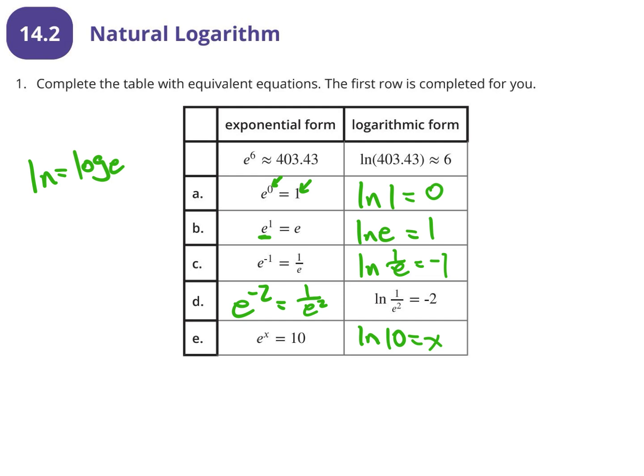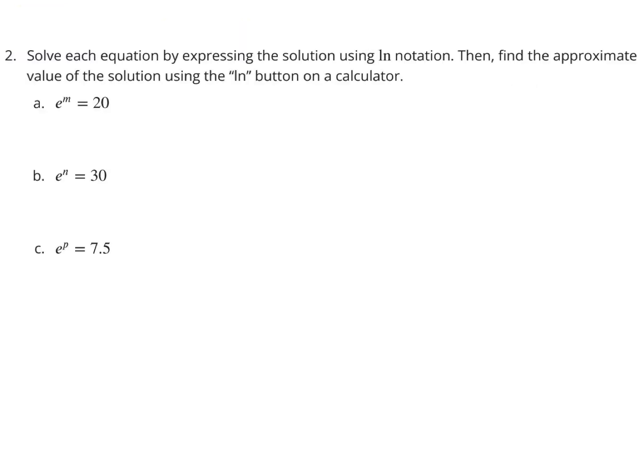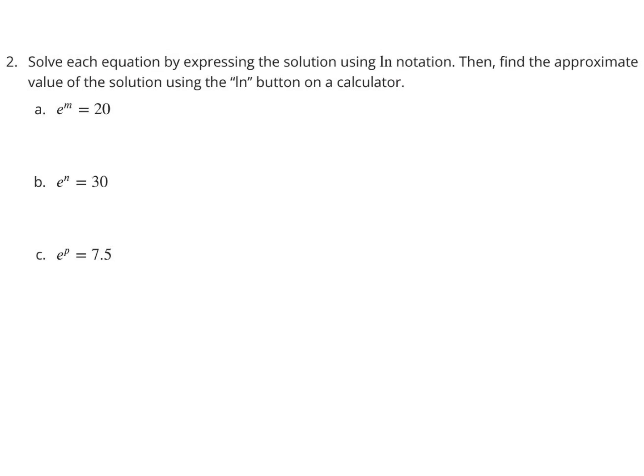e to the negative 1 equals 1 over e for c. ln of 1 over e equals negative 1. You can see that the answer and the exponent switch around. Now, d is kind of tricky because we forget that in ln, the base is e. So that's where the e comes from on the left side. The negative 2 and the 1 over e squared switch. The e has to be pulled from ln. And then e is kind of self-explanatory. Just swap the 10 and the x. Okay, to bring the exponent down, you had to take the ln. ln is log base e.